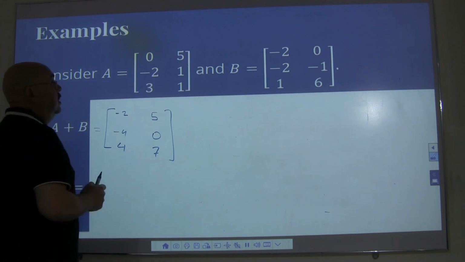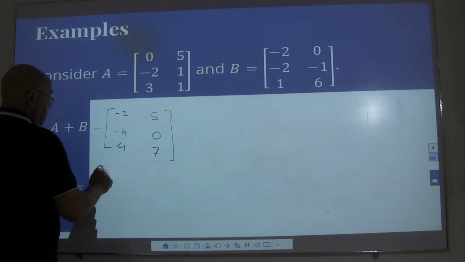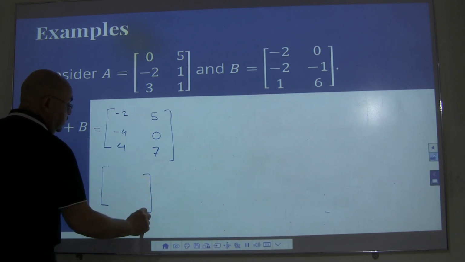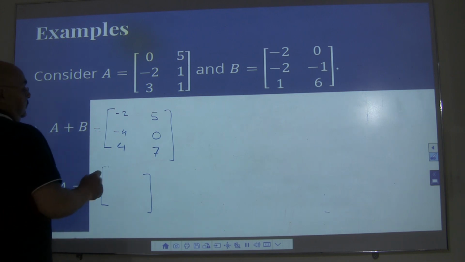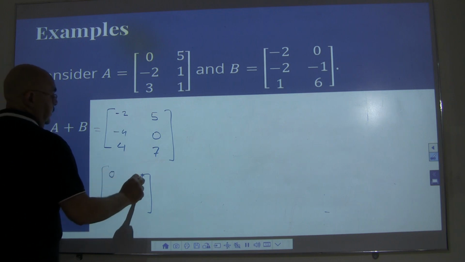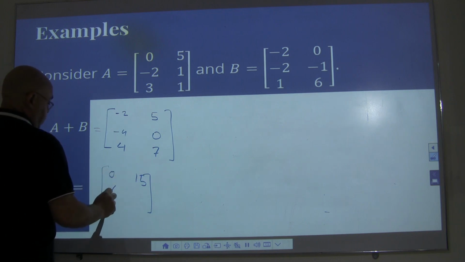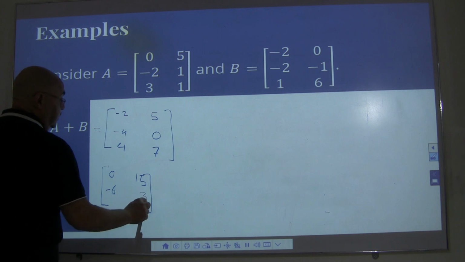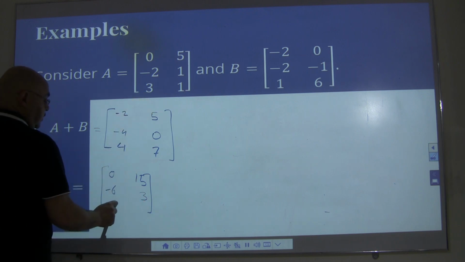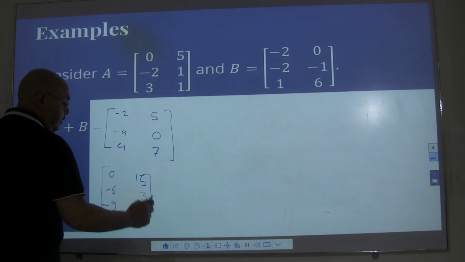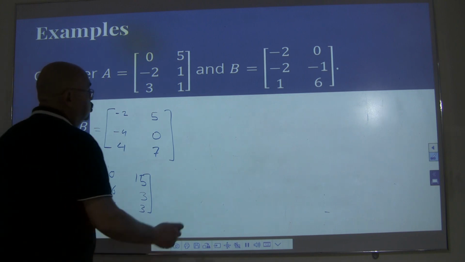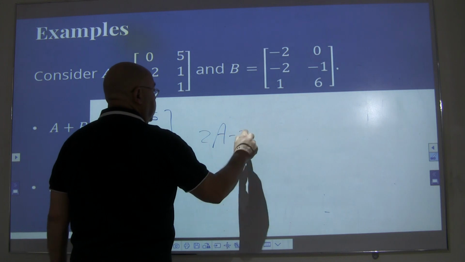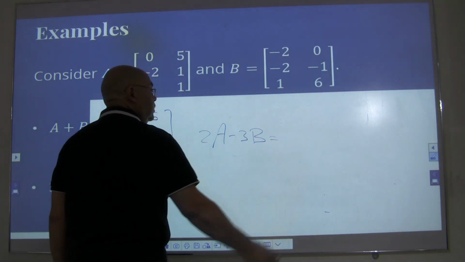Let's see if we get 3 times A, 3A. How to do 3A? Multiply 3 in all the elements. Yep. Okay. 15, minus 6, yes, 3. Then 9. Then 3. So I think it's really very easy to get something like 2A minus 3B.